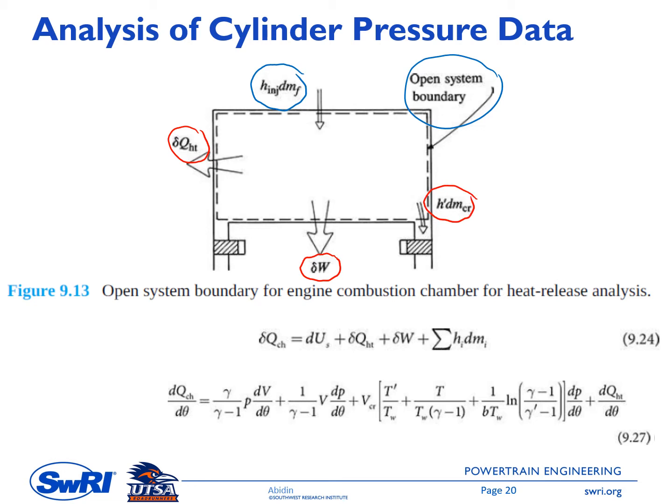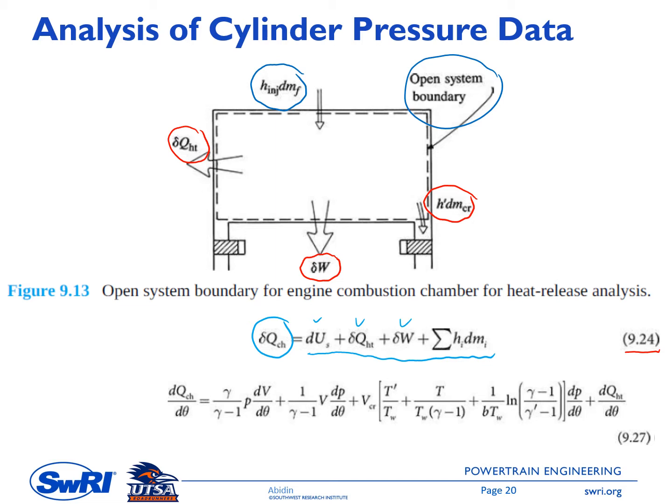If we apply energy conservation to this thermodynamic system, we have equation 9.24. On the left side, we have the chemical energy release. On the right side, this is the distribution of this energy. The first term here is the change of the system internal energy. This is the heat transfer through the wall.